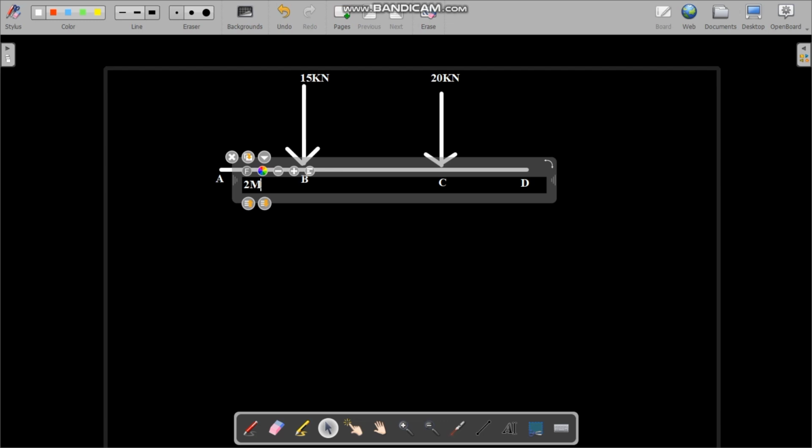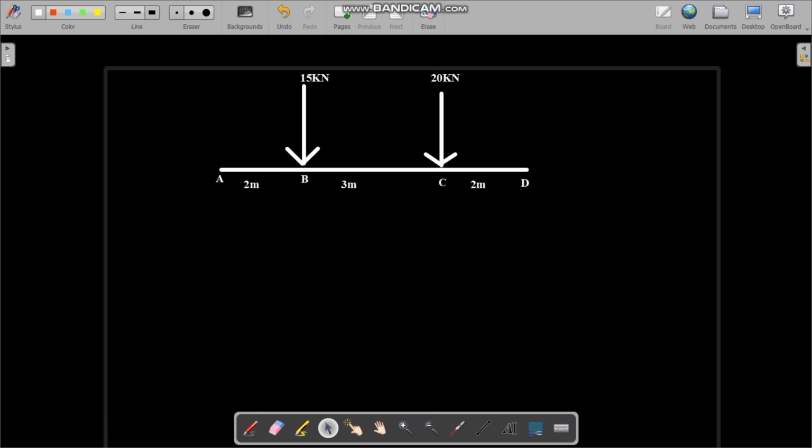Then we can write the second one: distance B to C is 3 meter, and the third one, from point C to D, is 2 meter. You can see here its point loads, its distances and its points: A, B, C, and D.